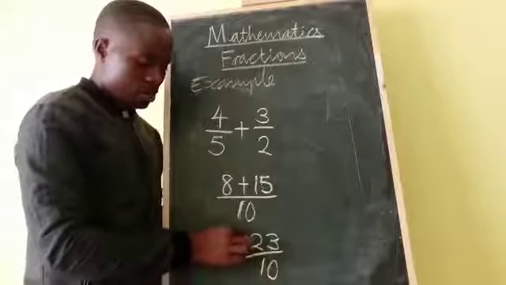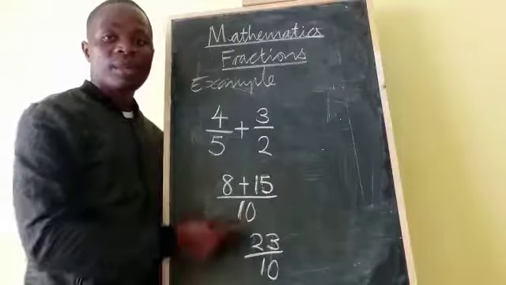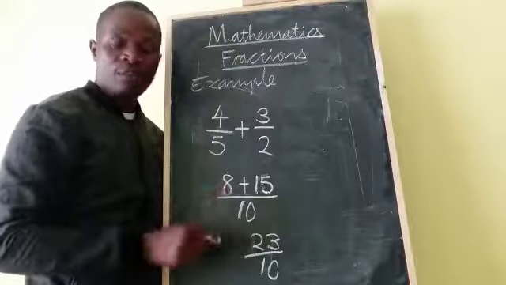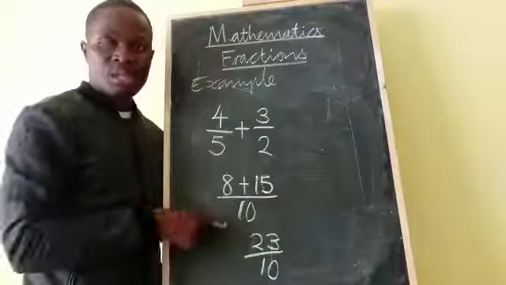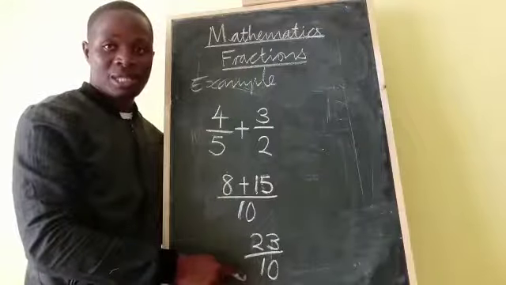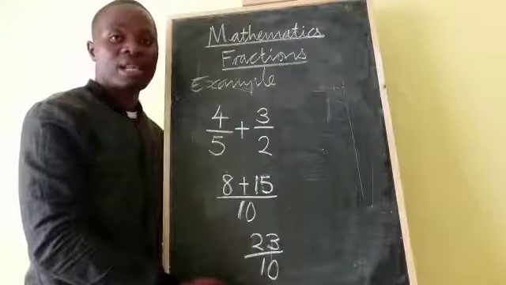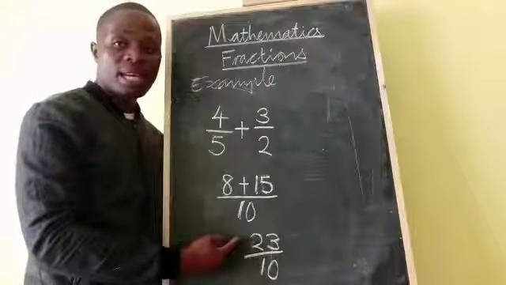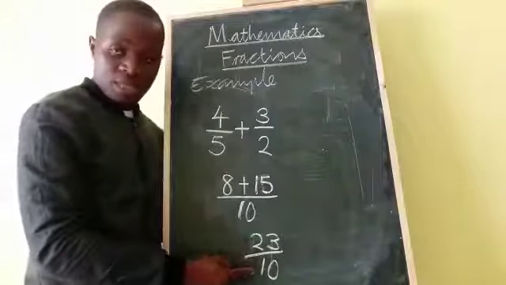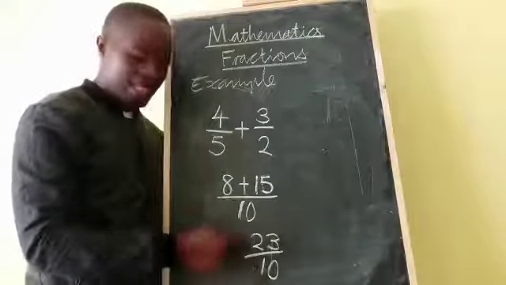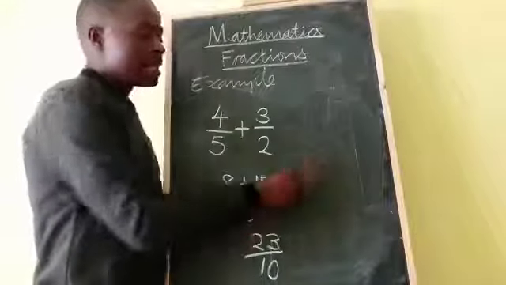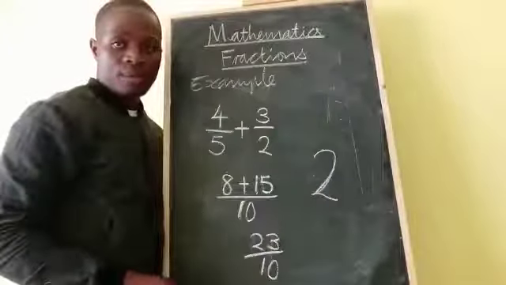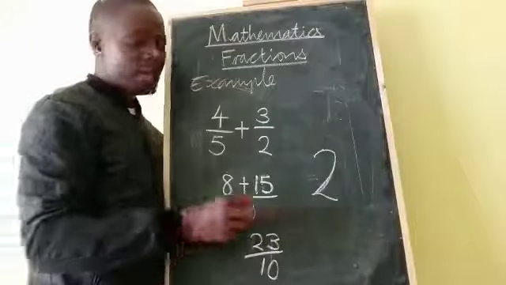Now that we have 23 over 10, we cannot leave a bigger number on top of a smaller number. This is called an improper fraction. So when working out fractions, you don't leave an improper fraction the way it is. Instead, you are going to divide the numerator by the denominator, meaning the denominator should enter into the numerator. In this case, the denominator is 10. How many times can 10 enter 23? 10 can enter 23 2 times. What's the remainder? The remainder is 3.